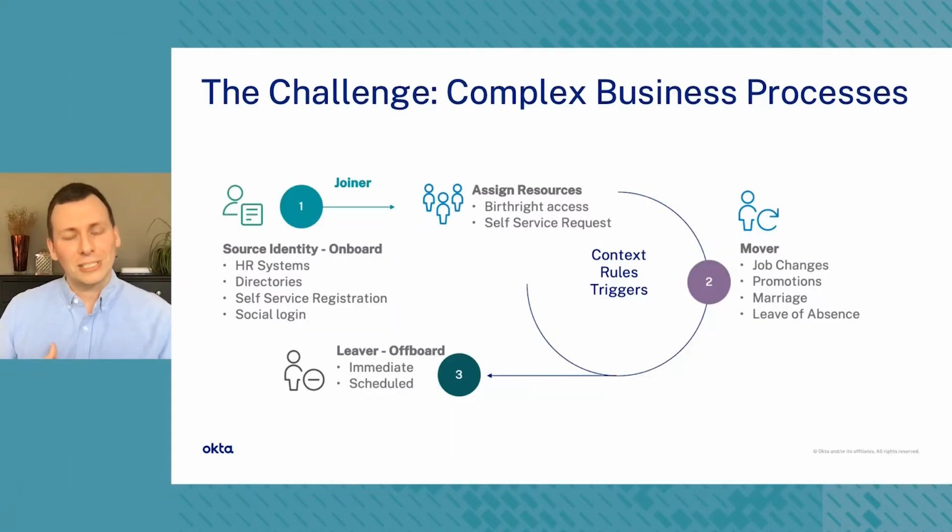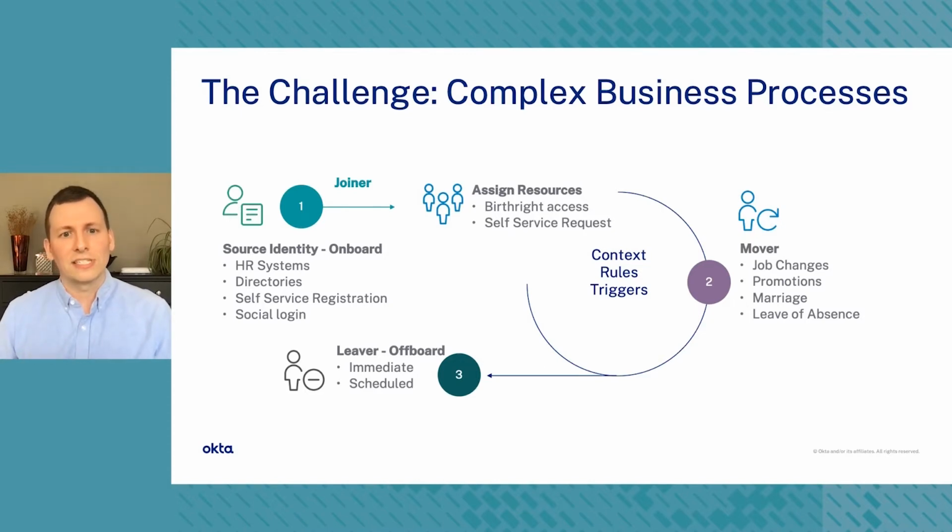And then the next part is that we have those movers. So we're not just static anymore, right? People change roles, they get promoted, maybe they got married and had a name change. We need to handle these different scenarios, even a leave of absence. We have to have rules and logic to help capture any of these changes and automate it for us so we can scale the business.